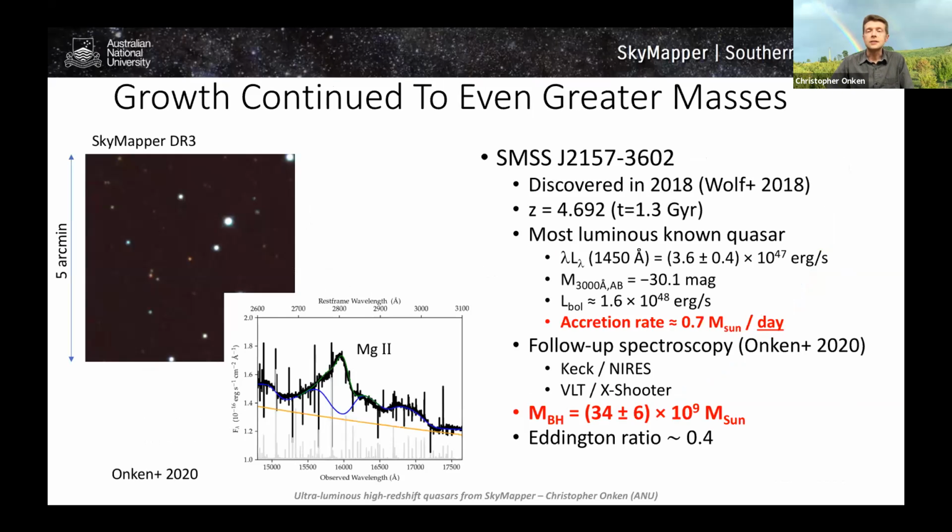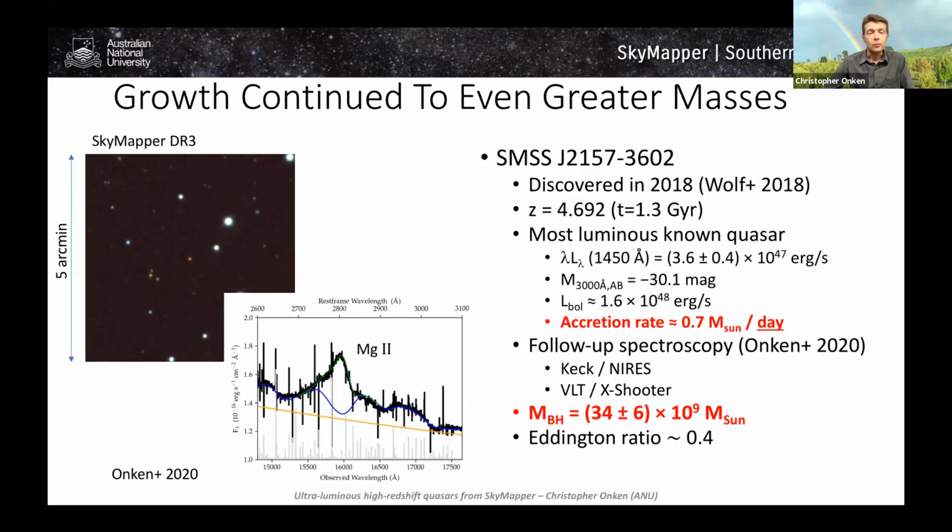And that brings us to SMSS J2157. So this was a luminous quasar discovered by our team in 2018, just 1.3 gigayears after the Big Bang. And this is the most luminous known quasar. So it's eating about 2 solar masses worth of material every 3 days. And with some follow-up near-infrared spectroscopy that we published last year, measuring the width of the magnesium II emission line in the rest frame UV, but here redshifted out to the H band, we were able to determine the black hole mass of this object is about 34 billion solar masses.